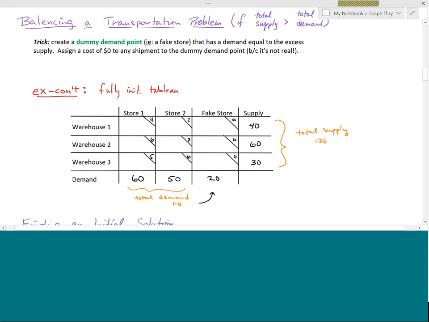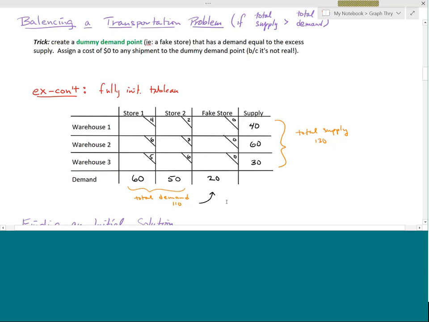The cost associated with traveling to this fake store is 0 because it's literally just leaving the goods in the warehouse. So if you see one of these, it is fair game to have a fake store in there. Oh wait, you said fake warehouse. Sorry, I didn't read the second line with the word warehouse there. We are not going to worry about that quote-unquote fake warehouse.